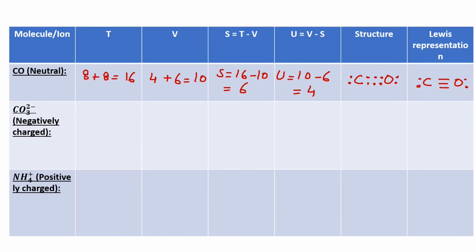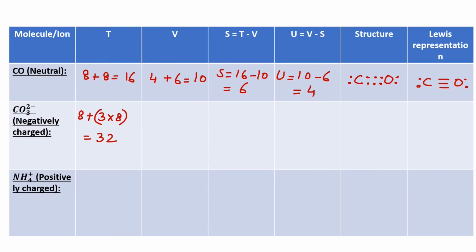Now let's see another example, which is the carbonate ion, CO3 2 negative. So this is a negatively charged ion. First of all, we need to write the capital T, which is the total number of electrons for the carbonate ion. So carbon will have 8 electrons and there are 3 oxygen atoms. So what we will do is 3 multiplied by 8. So the total will be 32 electrons.